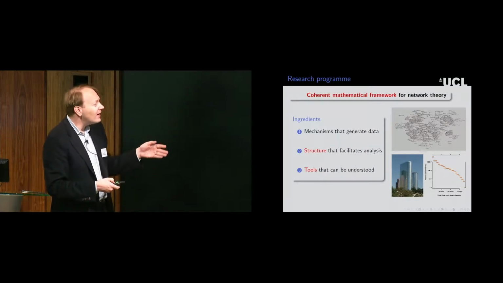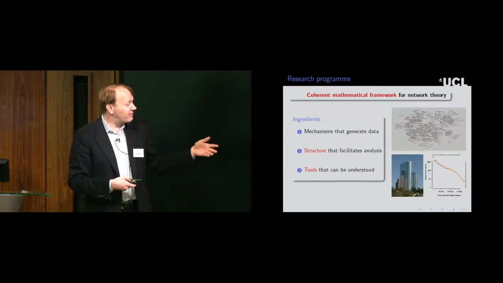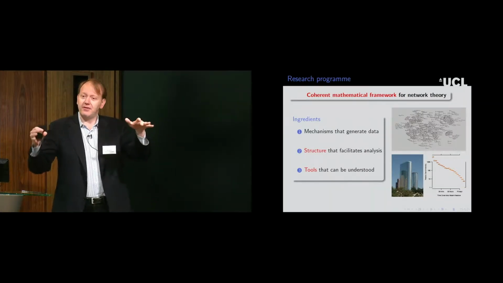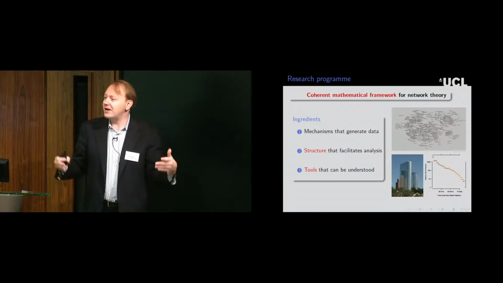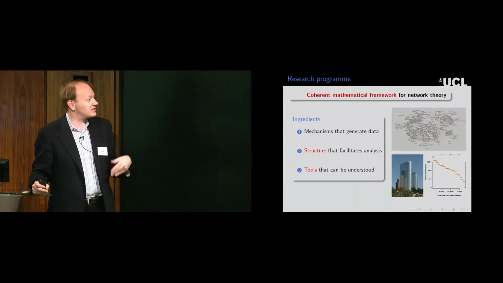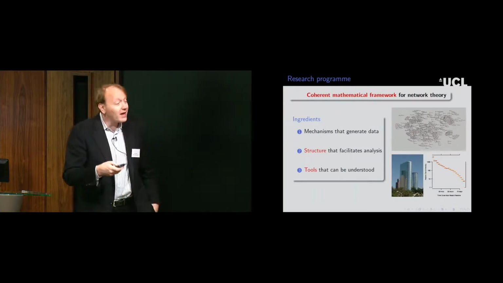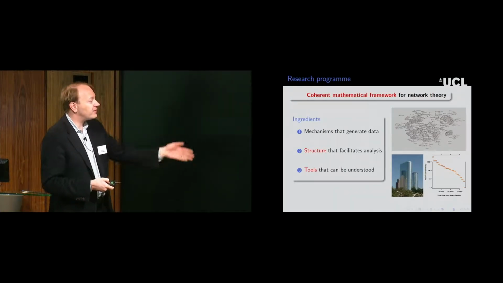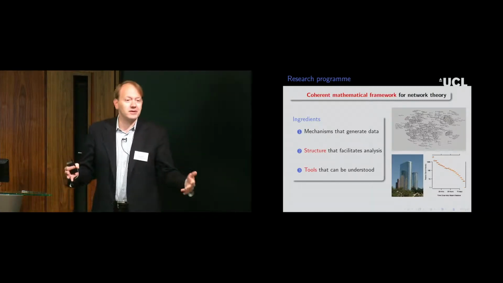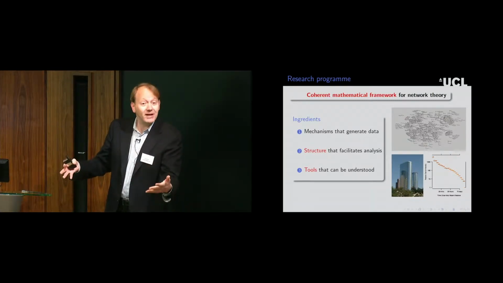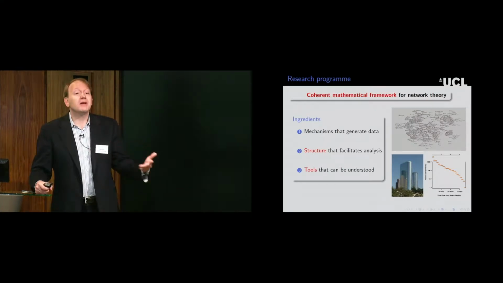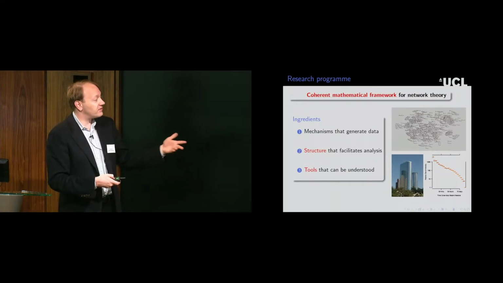So first of all, structure. I'm talking here about mathematical structure, the kind of overarching superstructure of mathematics that helps to facilitate analysis. So how do we make sense of a network as a mathematical object? And then ideally from this structure should flow tools, algorithmic tools, inferential tools, decision-making tools that can be understood in the context of this structure.